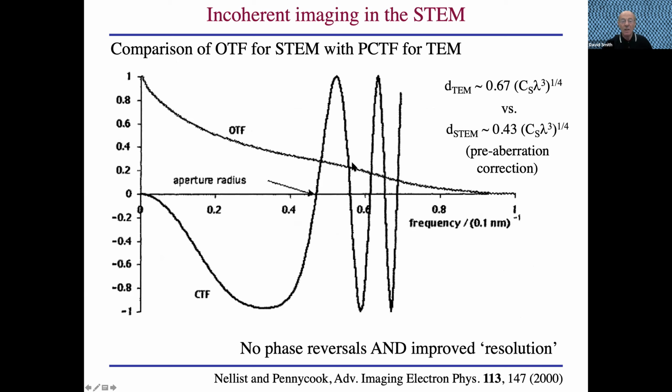And so here is the optical transfer function of a STEM. And here is the oscillating transfer function for a TEM. No phase reversals, very important for image interpretation. You don't have to worry about the phase oscillating up and down. Moreover, before aberration correction, TEM and STEM, there was no question which technique provided the highest resolution.